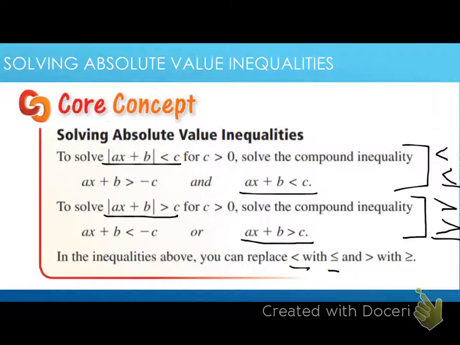Okay? First inequality is always the same, without the bars. Second one, make your c value negative, flip the inequality symbol. Anytime it starts off as greater than or equal to, it's going to be an or compound inequality.